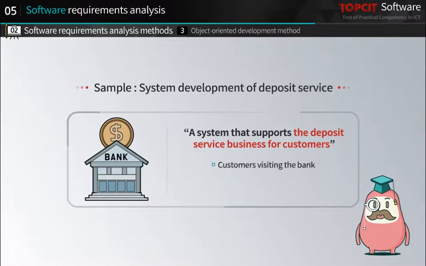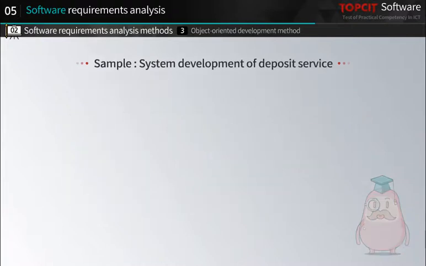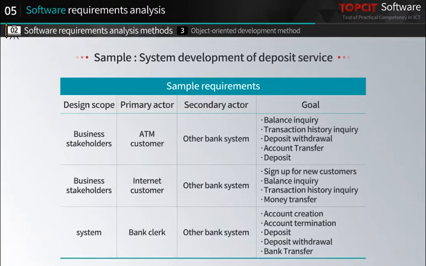Assuming the system to be developed should support deposit-related convenience services for customers who visit the bank directly, customers who use ATMs, and customers who use the Internet. Requirements may be described as per the screen. Here the design scope is set and the actors and the ultimate user goals are identified.